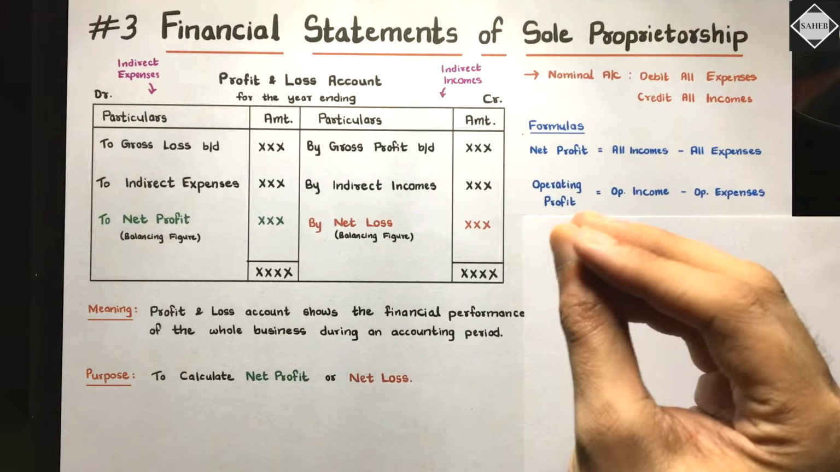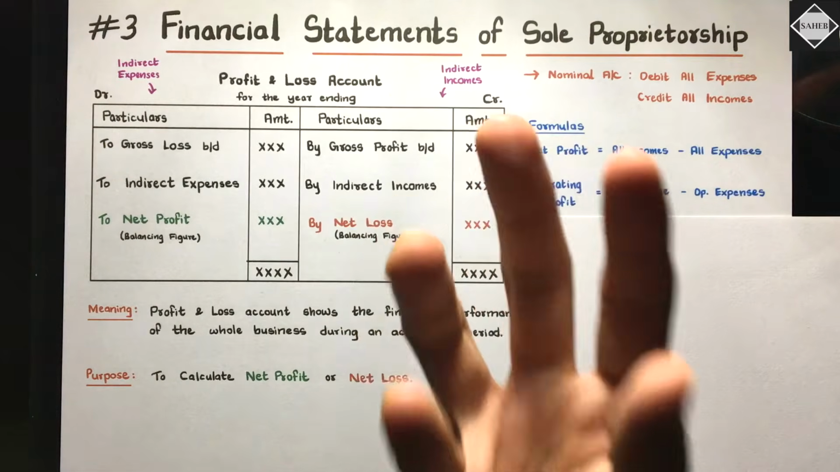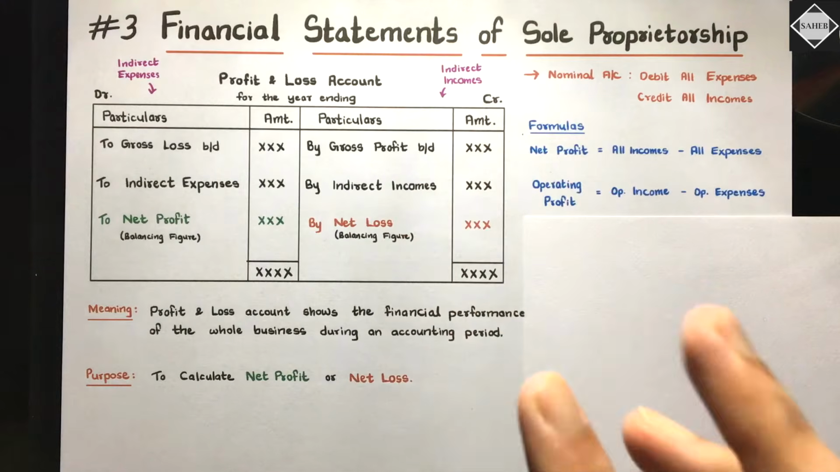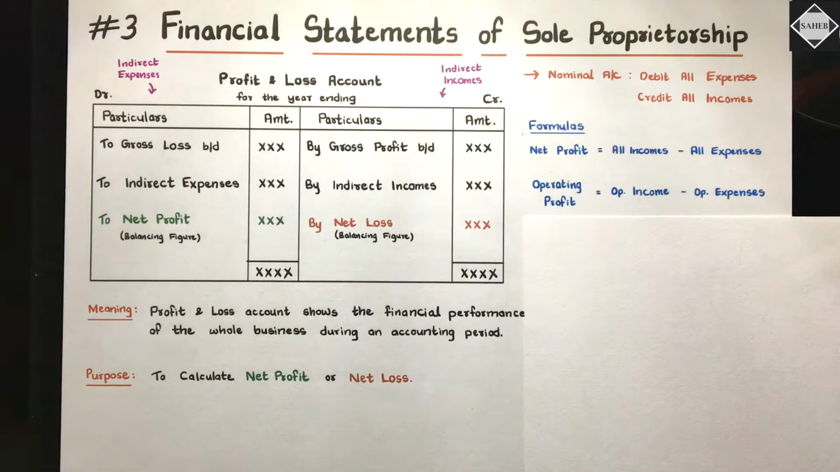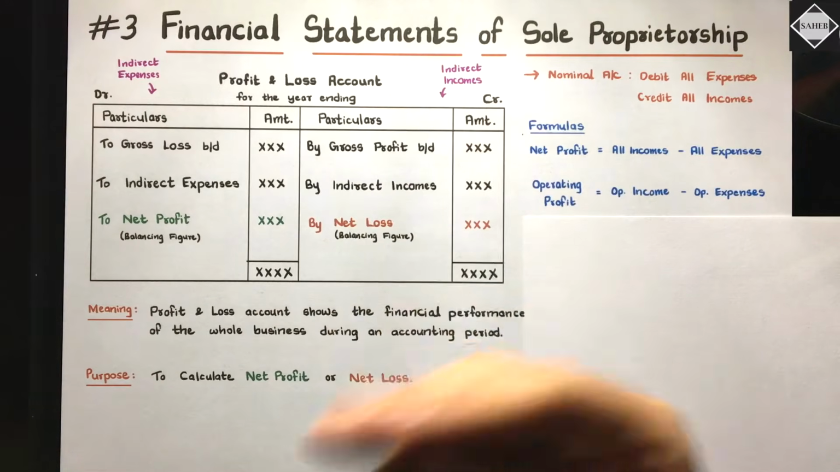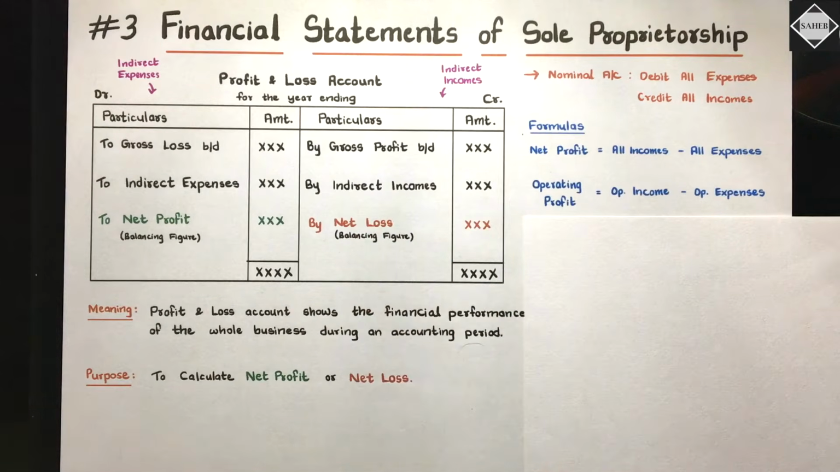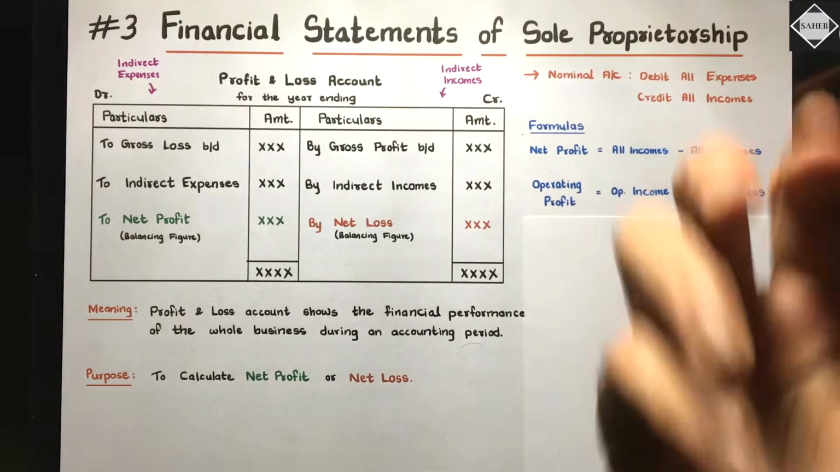Operating profit means, understand, it is the profit that the business earns from only its operating activities. Just to run the business, you have to run the operations, right? So how will you run the operations? You have to incur some expenses, you have to earn some income.